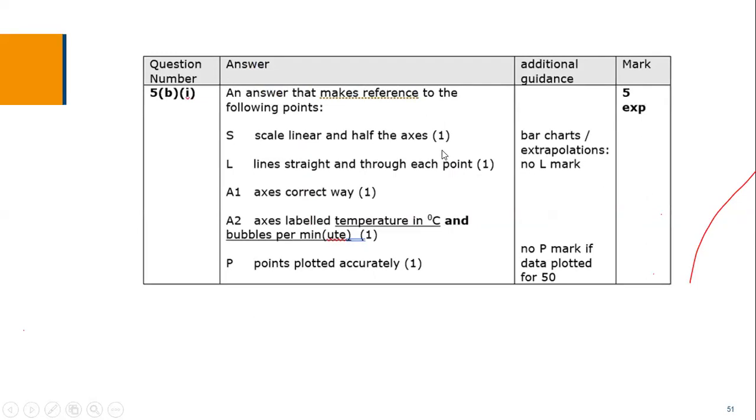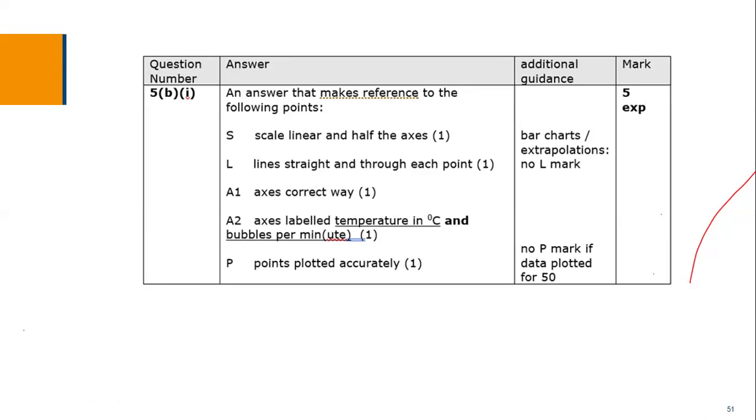This is how it will be marked. So there's one mark for the scale being linear and using at least half the axes, so it's not squashing one corner. The lines are straight and go through each point. The axes are the correct way around. They're labeled temperature in degrees C and bubbles per minute. You need the units as well. It's underlined to show you need the whole thing, and the points are plotted accurately.